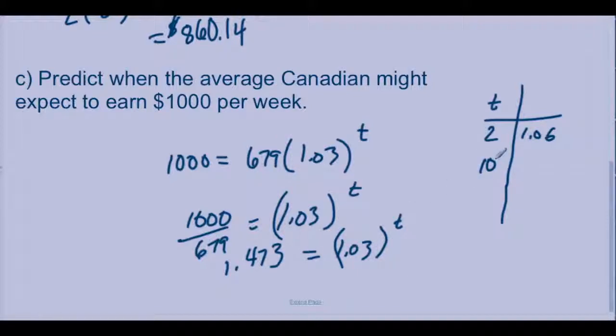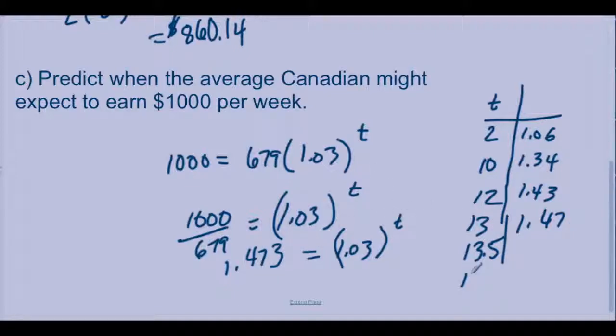So let's pick 10 and see what happens. 1.03 to the power of 10 gives me 1.34. We've got to go a little higher, so let's try 12. 12 got me 1.43. I need to be a little higher. Let's try 13. And I got 1.47, it was 1.468. Let's try a little bit higher, like 13.5. 1.03 to the power of 13.5 gives 1.49. We're a little higher than that.